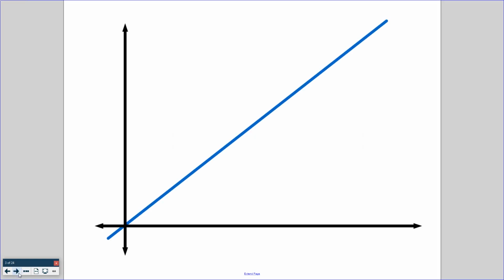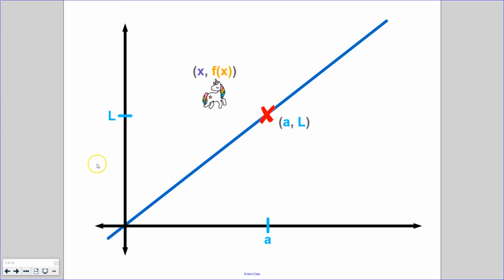So here we have a linear function, and let's say that I want to predict the height of a function at, I don't know, say a comma L. Well, let x mark the spot here. And we want to estimate what the height of the function is going to be at this value. But let's say that our function is actually this, I don't know, let's call it a unicorn at the coordinate x comma f of x, or x comma y.